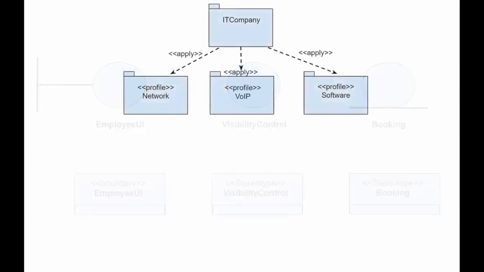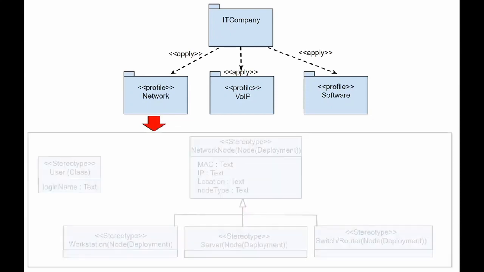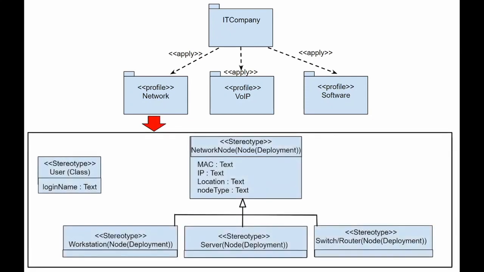To use stereotypes in a specific application, you must first integrate a profile containing stereotypes. You do this with a dashed arrow. Its opened arrowhead is pointing away from the application package towards the profile. This arrow is marked with a keyword apply. A profile is applied to another package to make stereotypes in the profile available for this package. This diagram shows the network, telecommunications, and software profiles that apply to the IT company suite.